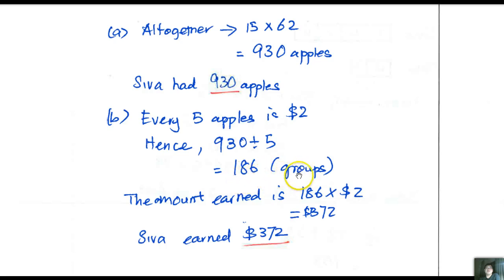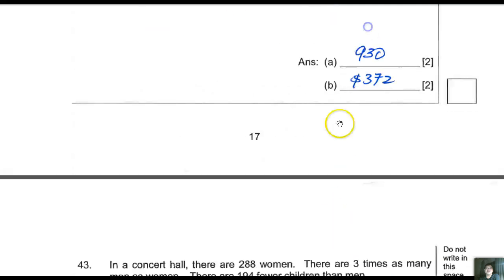186 groups, or 186 packs of apples, right? Each pack has 5. So each one pack is $2, right? So all you have to do with 186 groups or 186 packs is take 186 times $2, which gives us 372. Okay, so Siva earned $372. Let's carry on.